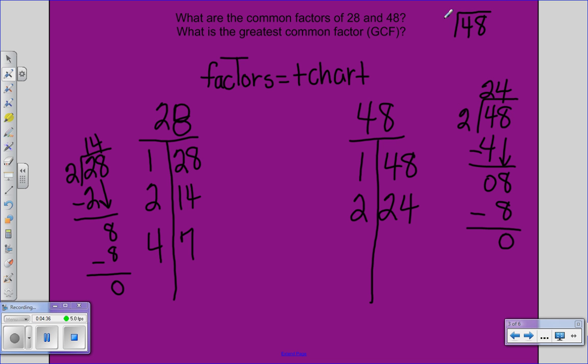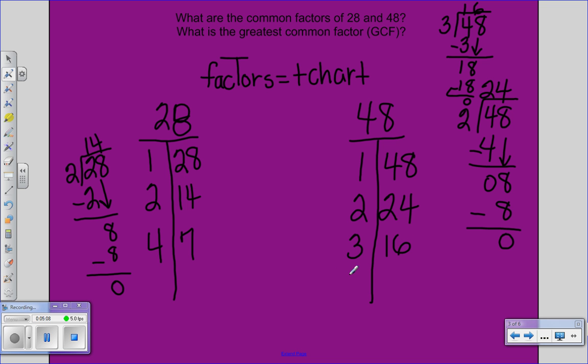48 divided by 3. This is a 1. 1 times 3 is 3. Subtract. 4 minus 3 is 1. Bring down your 8. 18 divided by 3 is going to be 6. 6 times 3 is 18. Your remainder is 0. Alright, so your factor pair for 3. I indeed can put 3 down as a factor of 48. 3 and 16.